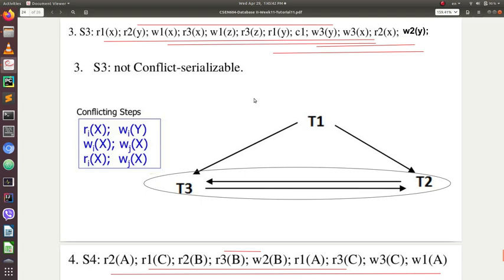And after finishing drawing the graph, we will scan the graph for a cycle, and we have a cycle between T2 and T3. I can start with T2 going to T3, and I can go back again from T3 to T2. So this graph contains a cycle, so it is not conflict serializable, and if our database management system tries to execute this sequence of steps, it will change the state of our database, and it will cause a lot of problems.